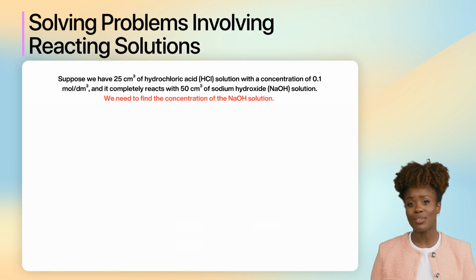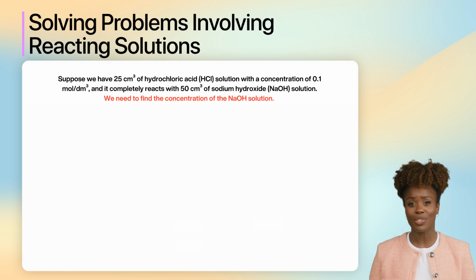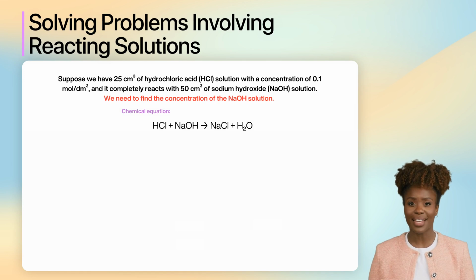Suppose we have 25 cm³ of hydrochloric acid, HCl solution with a concentration of 0.1 moles per dm³, and it completely reacts with 50 cm³ of sodium hydroxide, NaOH solution. We need to find the concentration of the NaOH solution. This follows the equation: hydrochloric acid, HCl, plus sodium hydroxide, NaOH, turns into sodium chloride, NaCl, plus water, H2O.